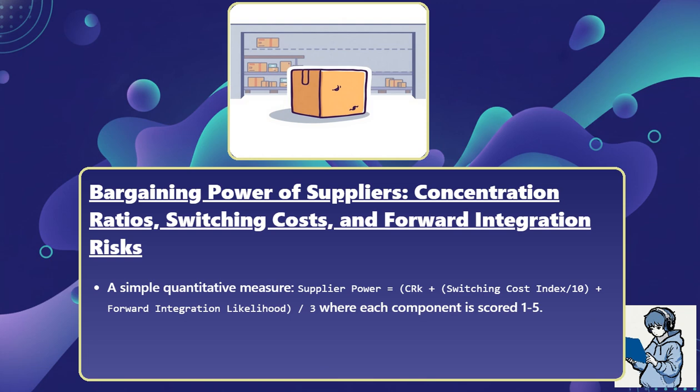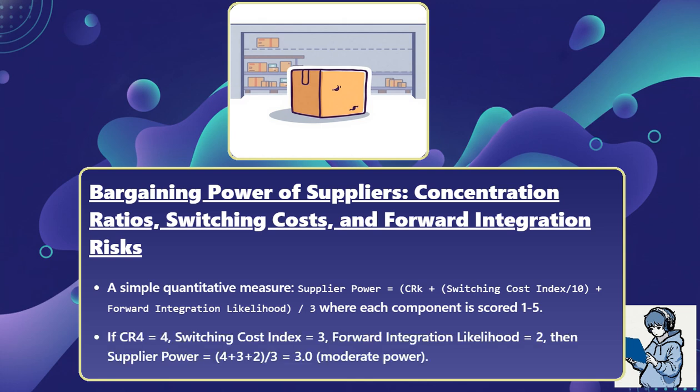Supplier power equals (CR4 plus (switching cost index divided by 10) plus forward integration likelihood) divided by 3, where each component is scored 1 to 5. If CR4 equals 4, switching cost index equals 3, and forward integration likelihood equals 2, then supplier power equals (4 plus 3 plus 2) divided by 3 equals 3.0, moderate power.